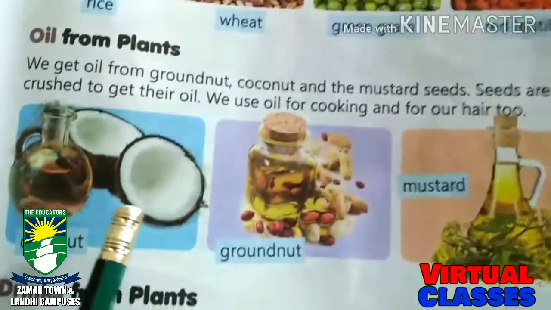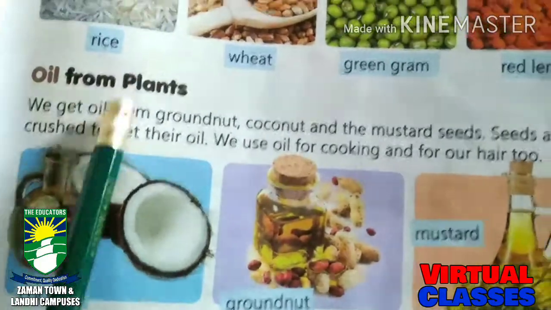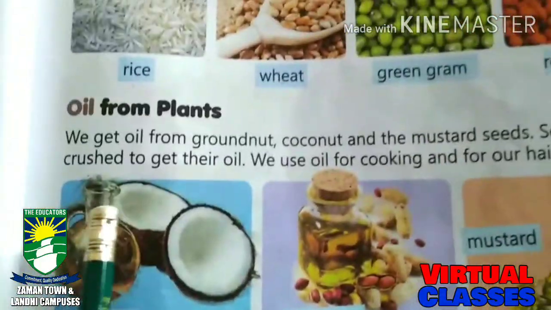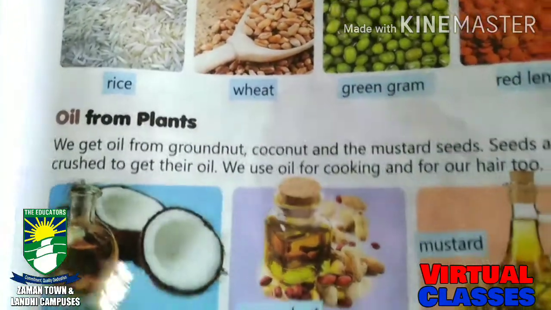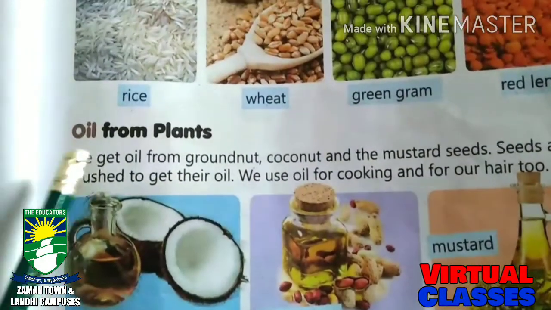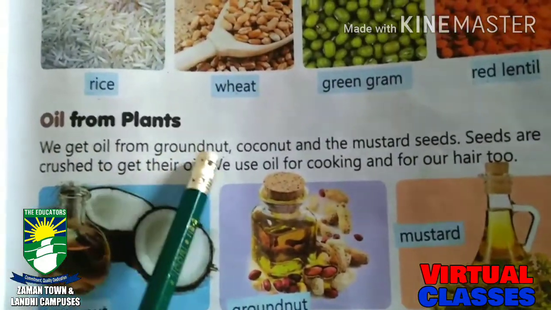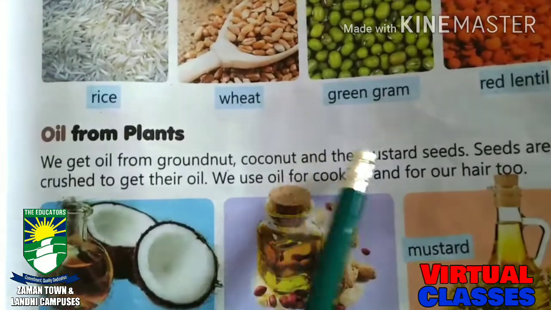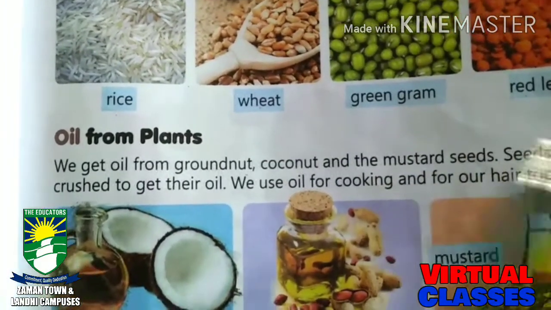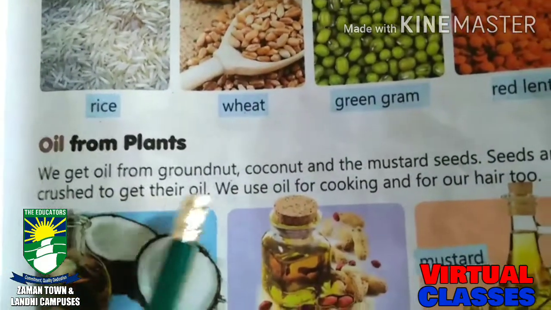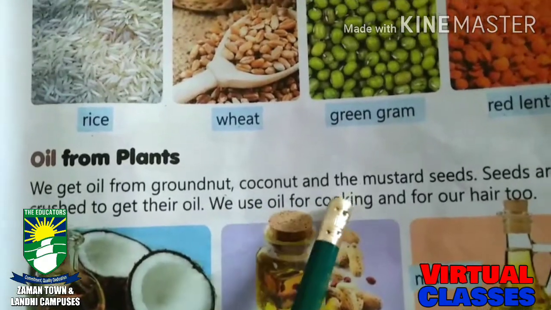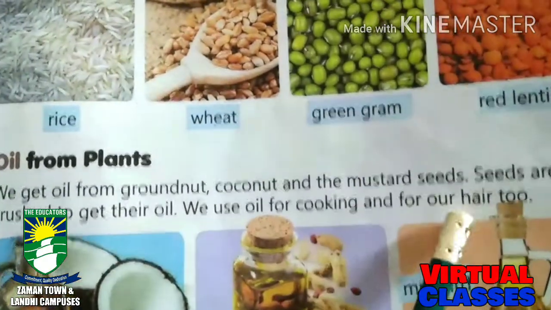Now let's talk about the second heading, oil from plants. We also get so many types of oils from the plants. Let's read. We get oil from groundnut, coconut and mustard seeds. Seeds are crushed to get their oil. We use oil for cooking and for our hair too.